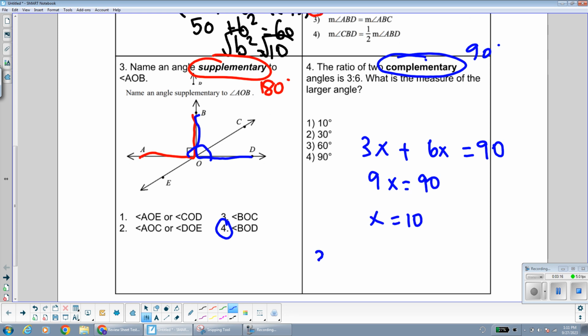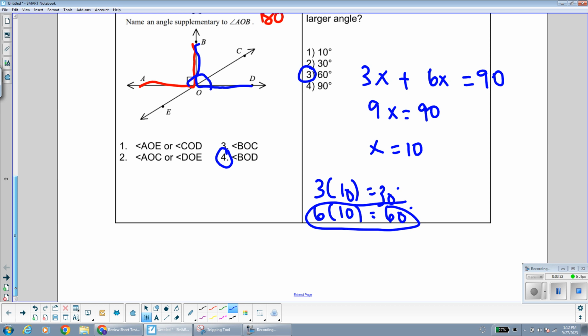And then if we plug in, 3 times 10 is 30 degrees. 6 times 10 is 60 degrees, because I just subbed back in for both of the angles. So the larger of the two angles would be 60 degrees.